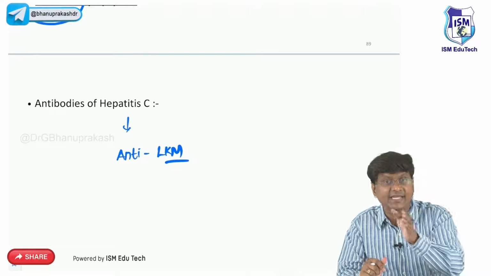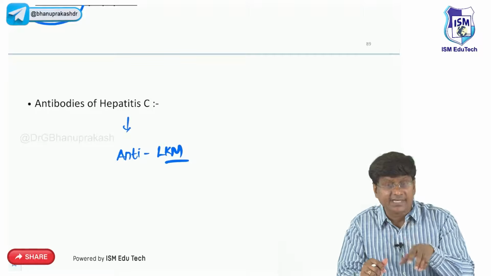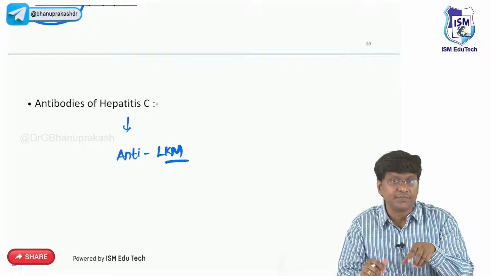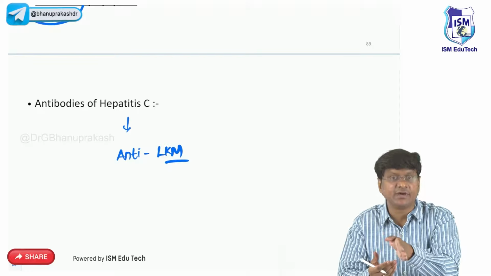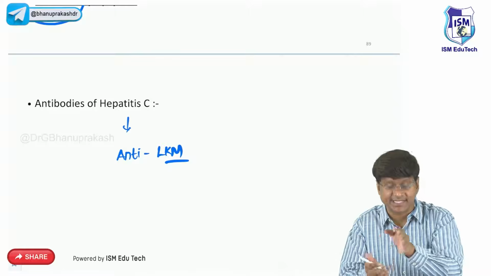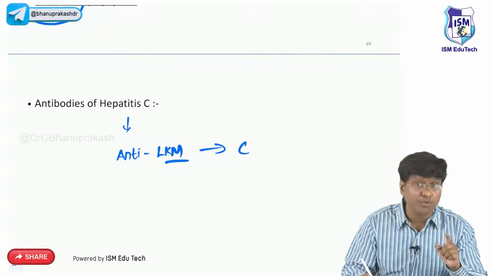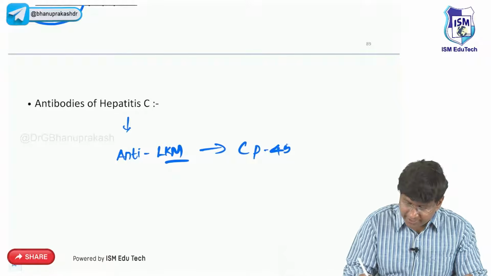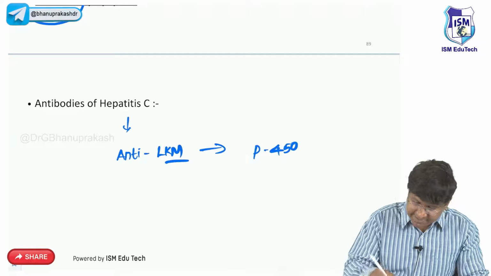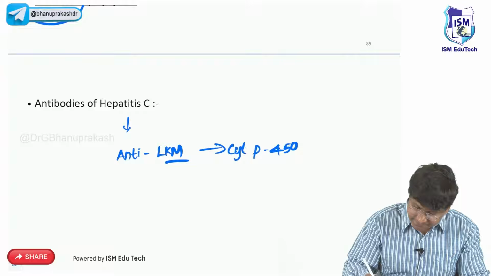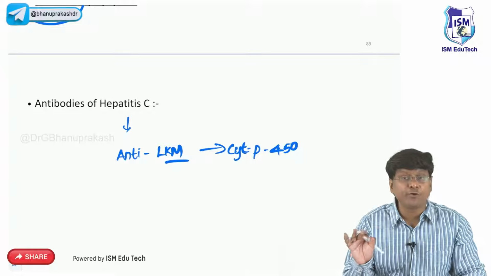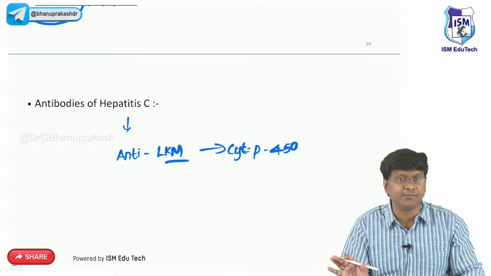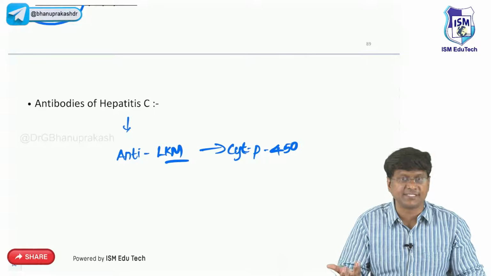These anti-LKM antibodies are detected in the sera of the patient, and they act against what? These antibodies are targeted against the cytochrome P450 component, right? That is very, very important.